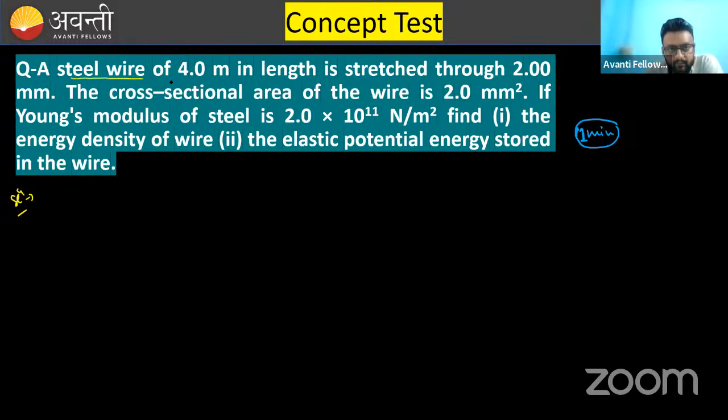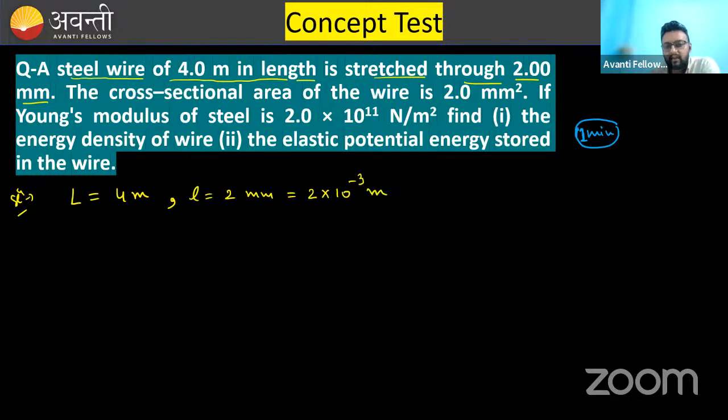A steel wire of 4 meter in length. So this is the original length. That means capital L is given as 4 meter. Very good. Next thing is stretched through 2 mm. It is stretched by a distance of 2 mm. So small l is given as 2 mm, which is 2 into 10 raised to the power minus 3 meter.